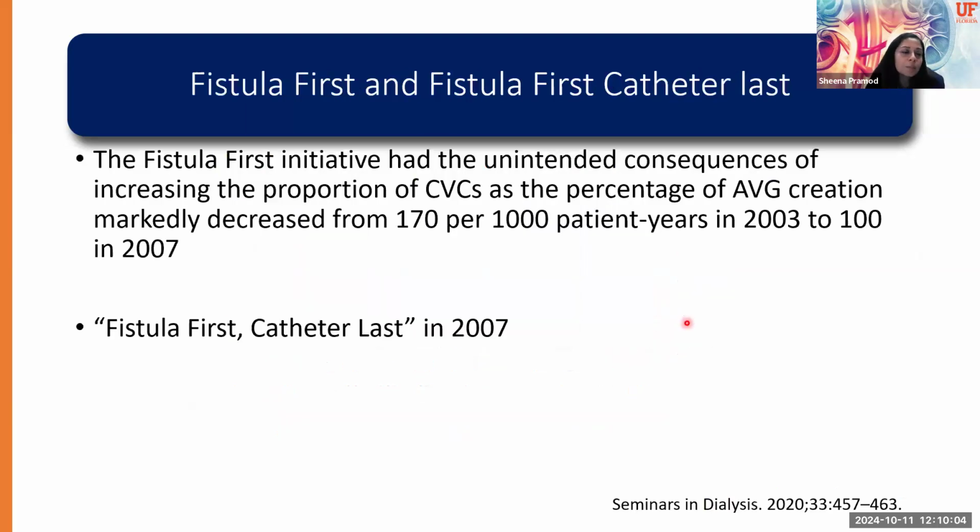So this led to the initiatives that we know. So the Fistula First initiative started after DOPPS 1 came out. And the unintended consequence of this was that there was an increasing proportion of central venous catheters, because the percentage of AV graft creation was markedly reduced when we went with the Fistula First initiative. This led to the change in that initiative from Fistula First to Fistula First Catheter Last in 2007. And that's the initiative that we continue to use at the same time.